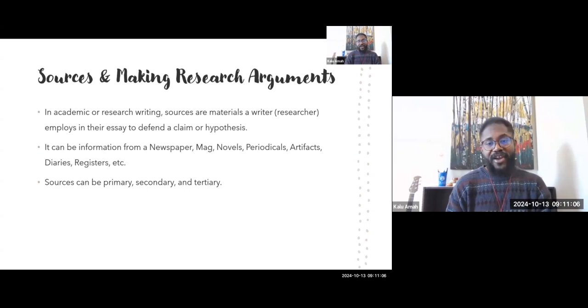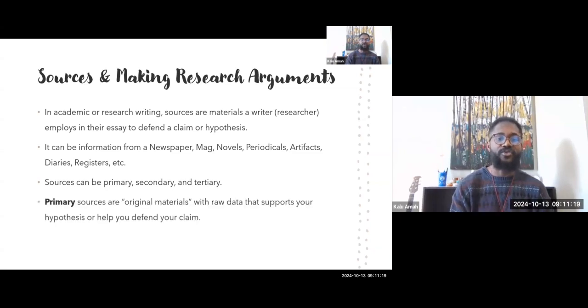So sources can be primary, secondary, and tertiary. I think I mentioned this last week, but I'll still go ahead and discuss this extensively. I didn't talk about tertiary sources, so we'll discuss that today. Primary sources are original materials with raw data that support your hypothesis or help you defend your claim.